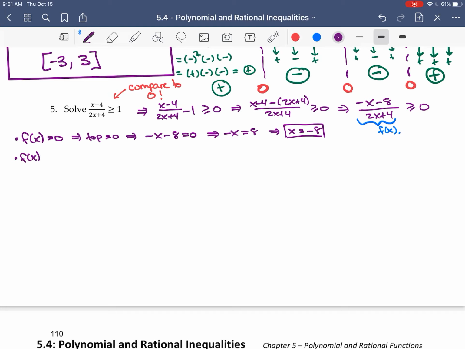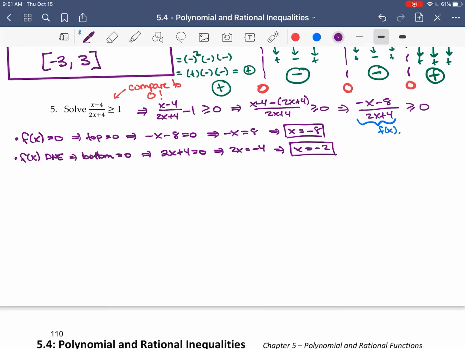Now the function doesn't exist when the bottom equals 0. So that's going to be when 2x plus 4 is equal to 0, which is 2x equals minus 4, which is x equals minus 2.